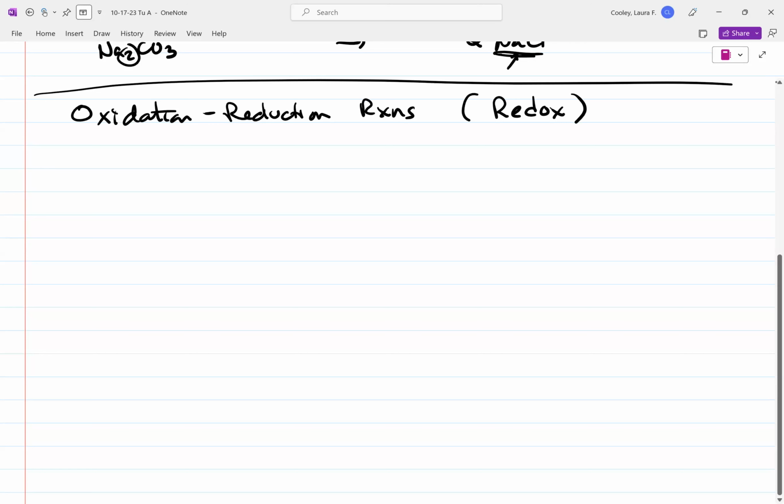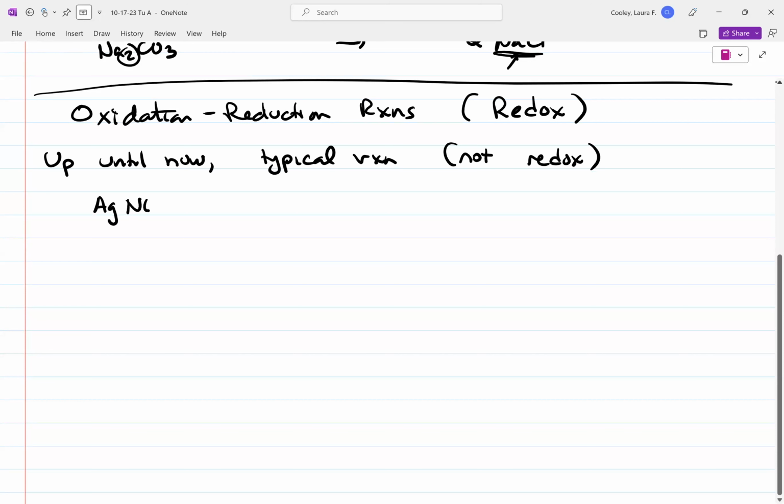Well, first of all, the first reaction I'm going to show you is not an oxidation-reduction. So up until now, here's a typical reaction that we've looked at. This is not redox. And this reaction should be familiar to you, well, the type of reaction. I'm going to ask you, what is the type of reaction that this is? What will the products be in this reaction? What's one of the products?